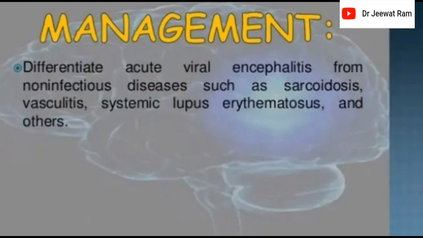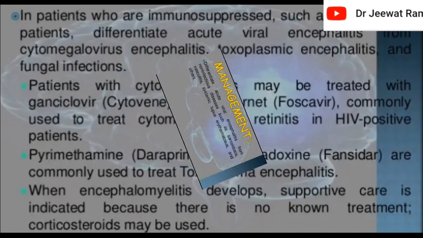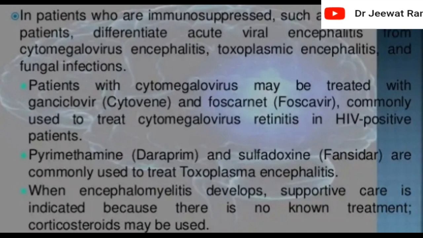Management of encephalitis. Differentiate acute viral encephalitis from non-infectious diseases such as sarcoidosis, vasculitis, systemic lupus erythematosus, and others. In patients who are immunosuppressed, such as HIV-positive patients, differentiate acute viral encephalitis from cytomegalovirus encephalitis, toxoplasmic encephalitis, and fungal infections. Patients with cytomegalovirus may be treated with ganciclovir, Cytovene, and foscarnet, commonly used to treat cytomegalovirus retinitis.